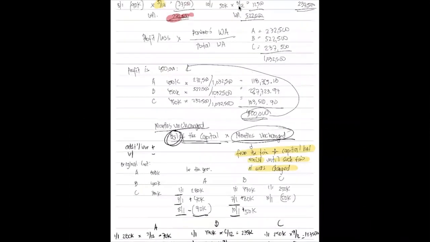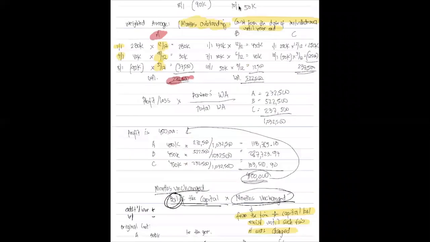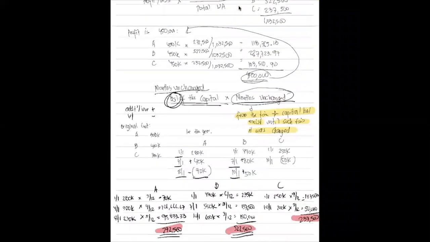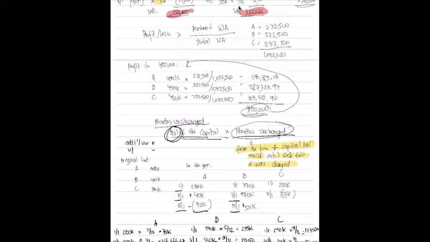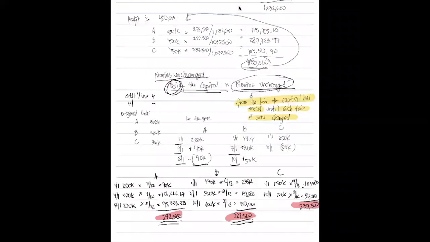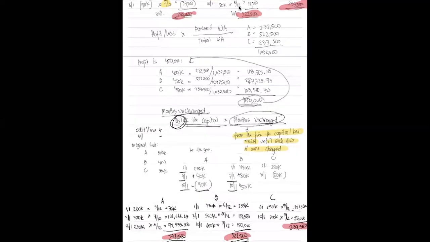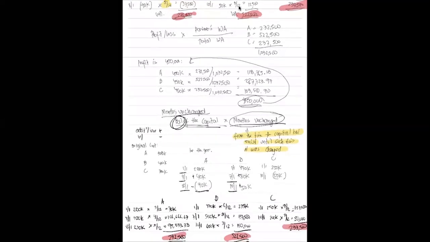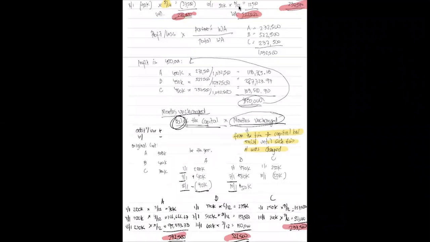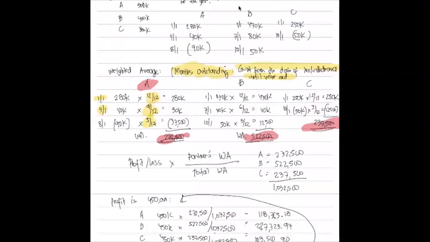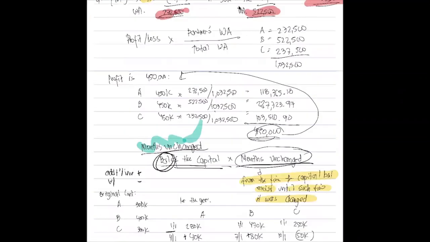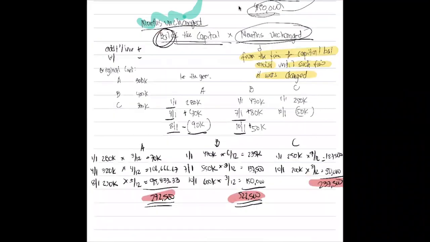So let's check. Magkano yung nakuha natin kay B? 522,500, 522,500. Kay C, 237,500, 237,500. Ayan siya. Di ba? So, 272 kanina, nakuha rin natin dyan. 522 kanina, 522 din dito. 237 dun sa una, 237 din dito. So, ano, magkaiba lang yung method natin, di ba? Ano yung method natin kanina? Months outstanding. Ngayon naman ay months unchanged. Okay? So, I hope we are clear here in your weighted average.